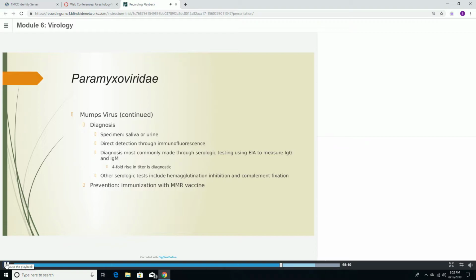Specimen of choice is going to be saliva or urine. We're going to do direct detection with immunofluorescence. Diagnosis is commonly made through serological testing to measure IgG and IgM. So we're going to want to see a fourfold rise in the titer to get a diagnostic result for mumps. Again, we're going to want to immunize with the MMR vaccine.